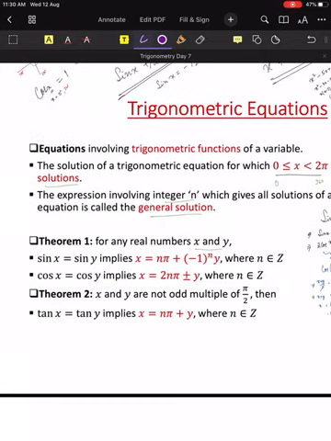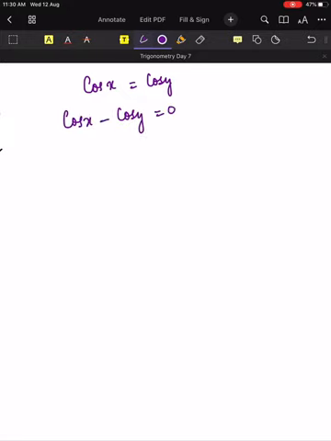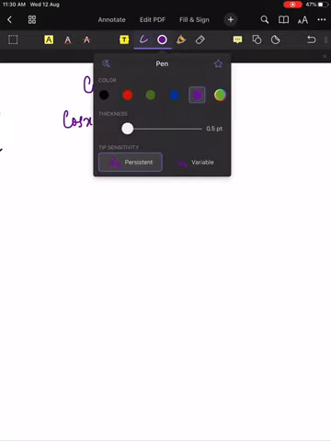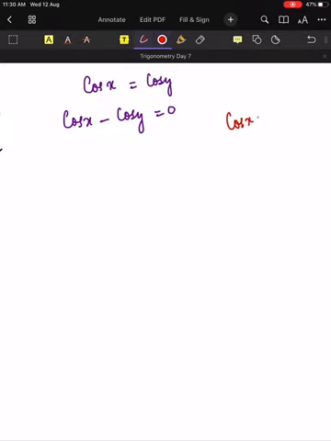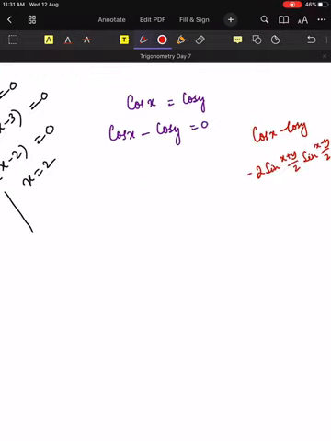Now cos x is equal to cos y will be what? So let us discuss the cos x is equal to cos y one. So we have cos x is equal to cos y. Let us take cos y that side. So cos x minus cos y is equal to 0, right? So the formula of cos x minus cos y is what? The formula used to go like this: minus 2 sine x plus y by 2 sine x minus y by 2 equal to 0.